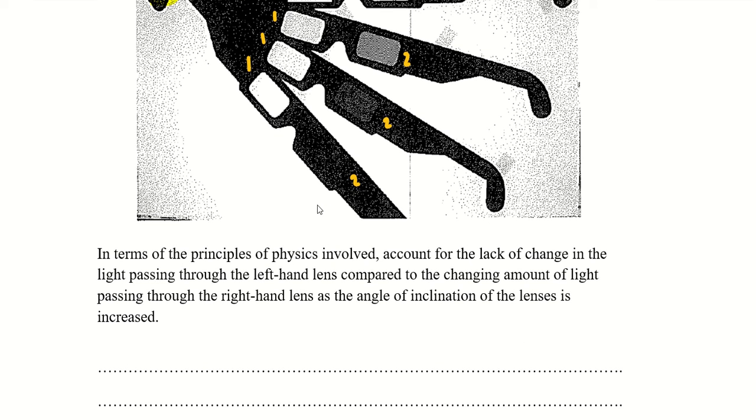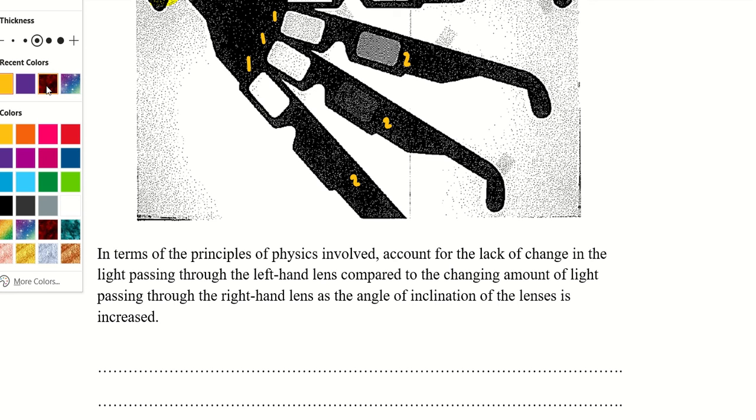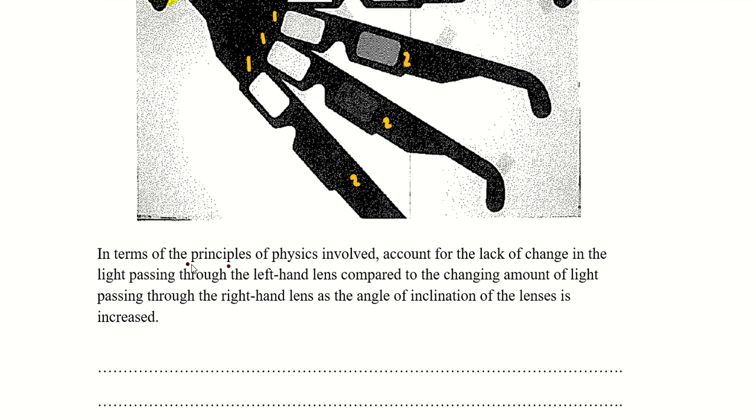In terms of principles of physics, we are going to start doing a little bit of underlining. So we are going to look at the principles of physics. Account for the lack of change in the light passing through the left lens, and compare that to the changing amount of light passing through the right lens.